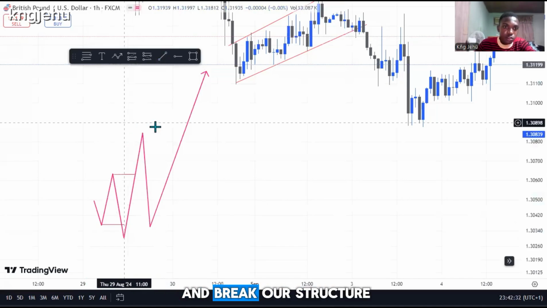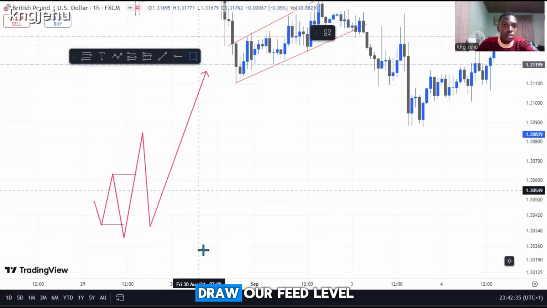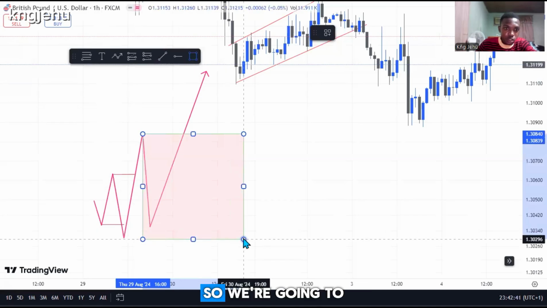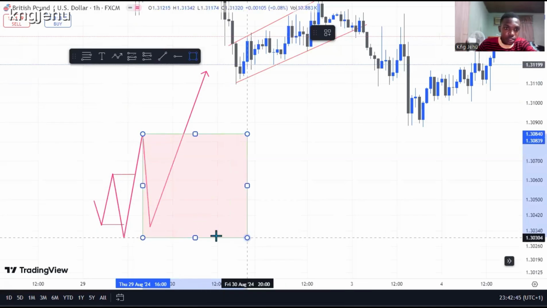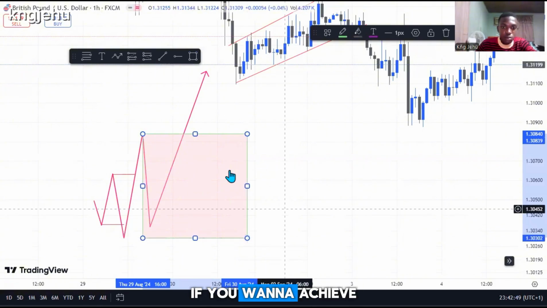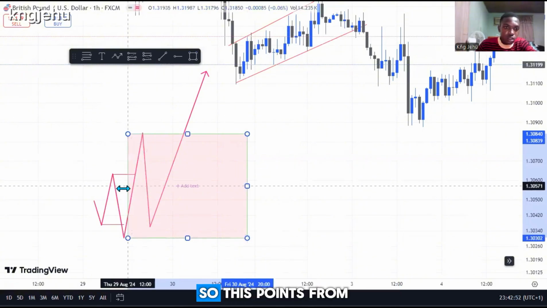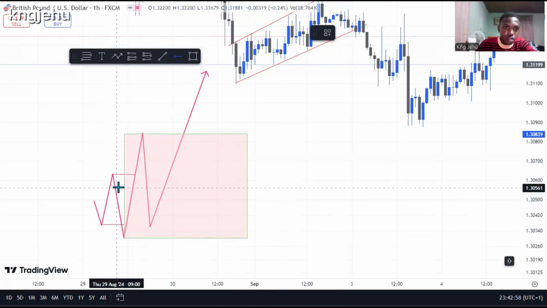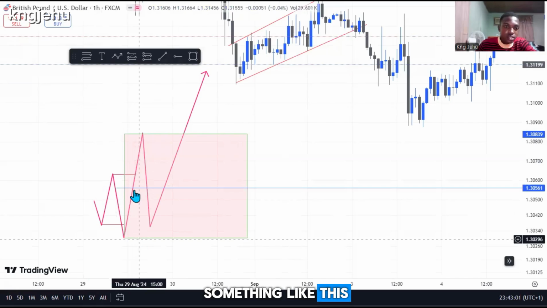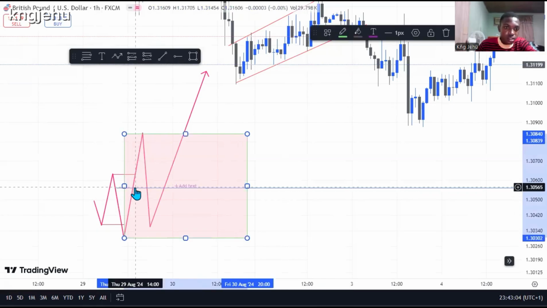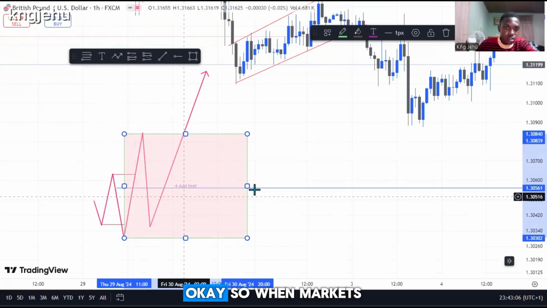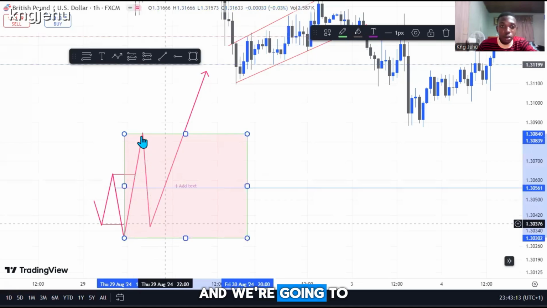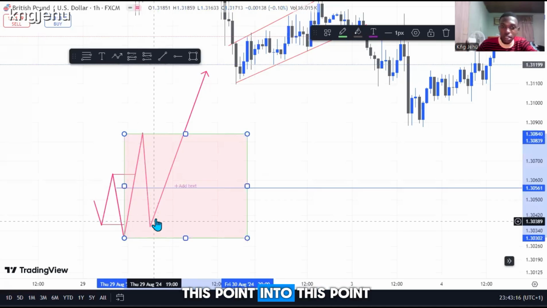So after the sweep and break of structure, we are going to draw our Fibonacci level, first of all, from the swing to this point, so we know how far the market went. With the Fibonacci, we have premium and discount. From half of this point is going to be our zone, something like this. So when the market trades back into this point, we are going to buy, and we can also look for sells from this point into this point.